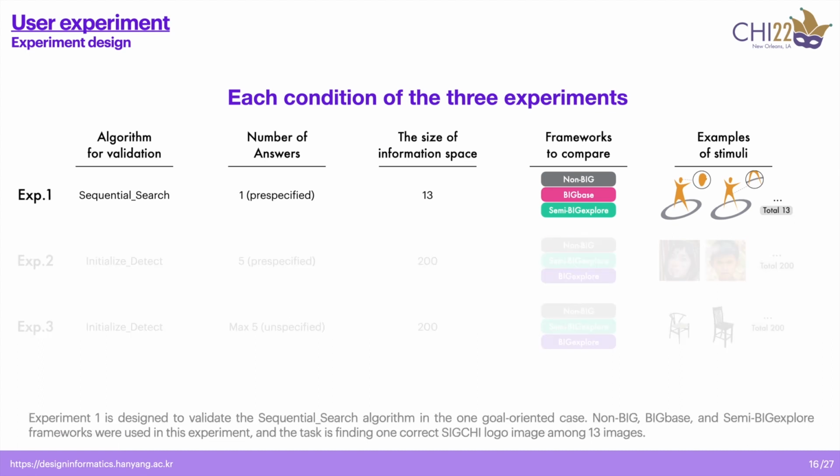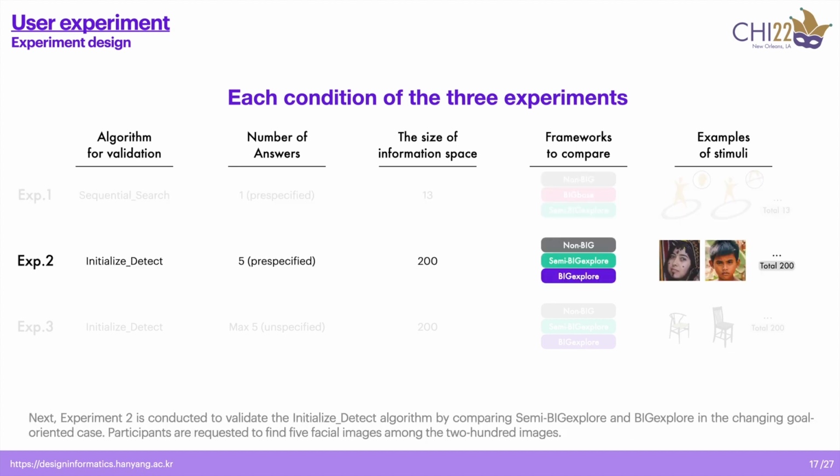Experiment 1 is designed to validate the sequential algorithm in the one goal-oriented case. Non-big, big-base, and semi-BIGexplore frameworks were used in this experiment, and the task is finding one correct SIGCHI logo image among certain images. Next, experiment 2 is conducted to validate the initialize detect algorithm by comparing semi-BIGexplore and BIGexplore in the changing goal-oriented case. Participants are requested to find 5 facial images among the 200 images.